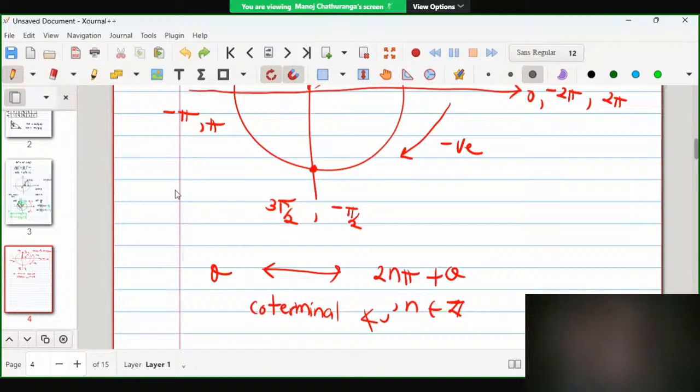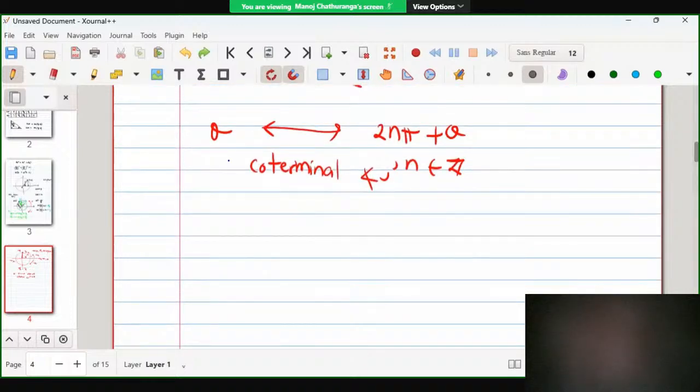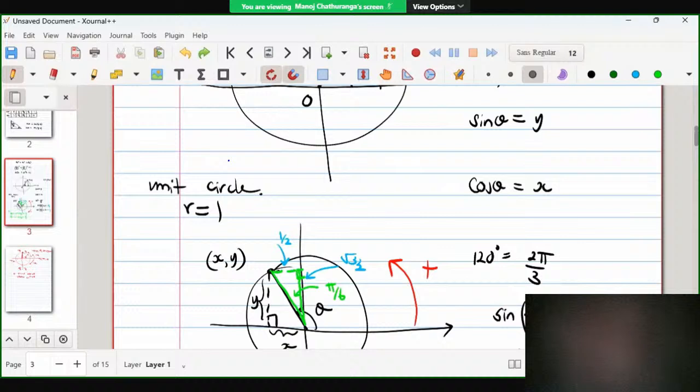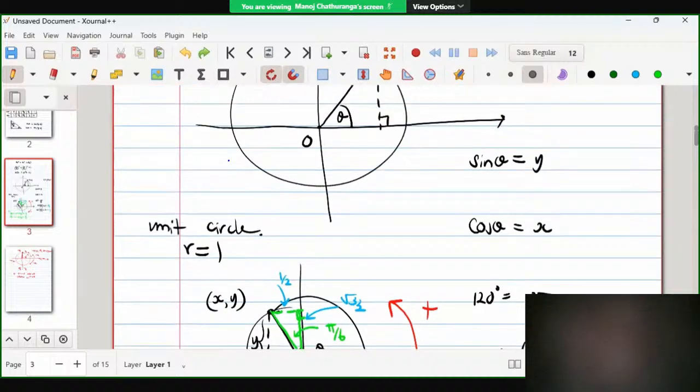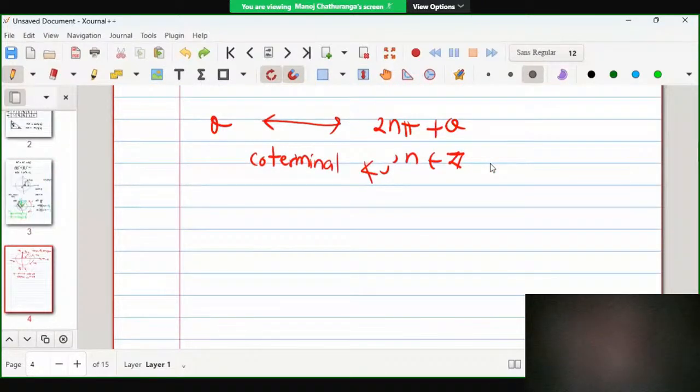Coterminal angles have the same terminal point. And when they have the same terminal point, they share the same x and y coordinates. Therefore, they have the same sine and cosine values.